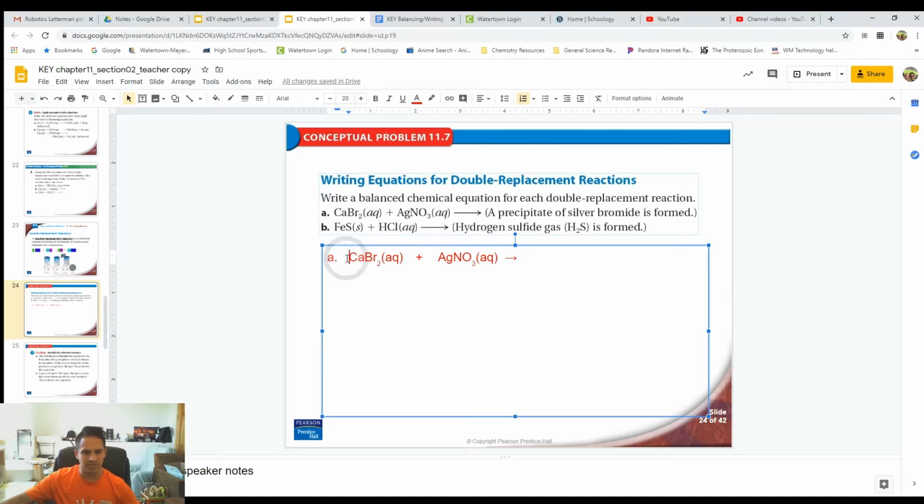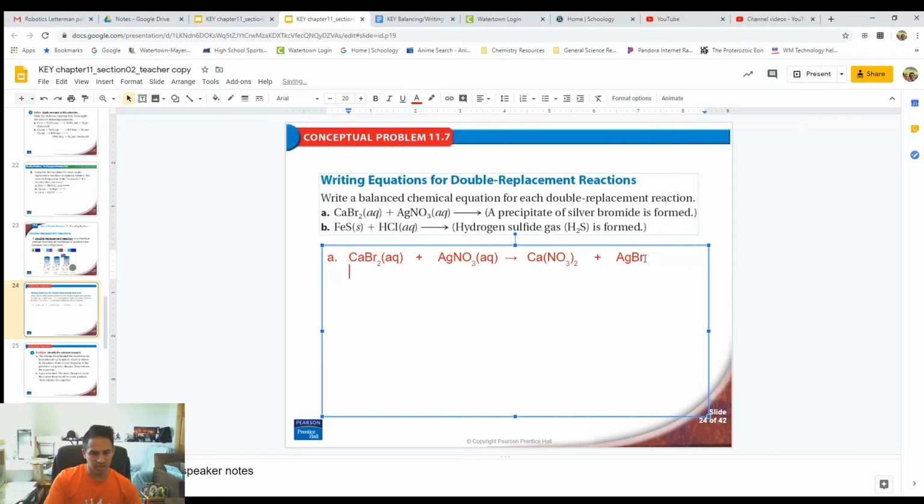Double replacement means the calcium and the silver are going to switch. So the calcium, Ca, is going to bond with the nitrate, the NO3. I'm going to talk about how I get this formula, so just bear with me. Let me write out the other one, and then I will talk about how I got these formulas.